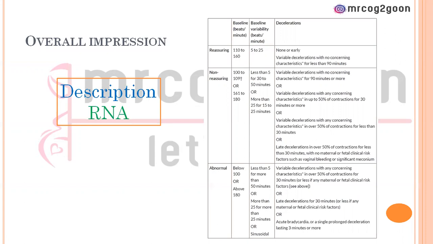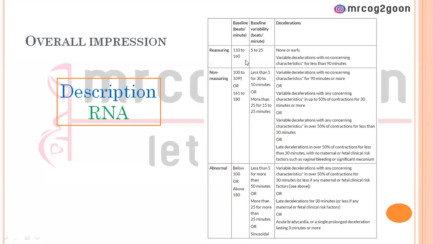Describe, we will tell him a description. Either it is reassuring, non-reassuring, or abnormal. For me, I made this abbreviation, RNA. So if he asks you to describe this, you must tell him one of the three components of the RNA: reassuring, non-reassuring, or abnormal. Okay, so reassuring means everything is well and good.